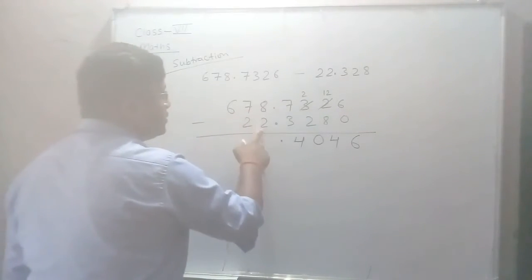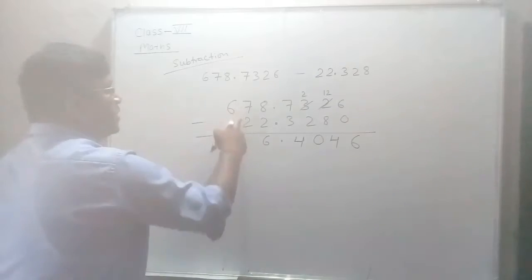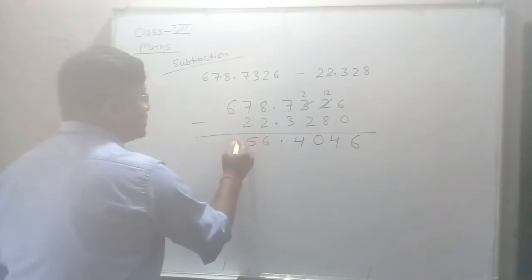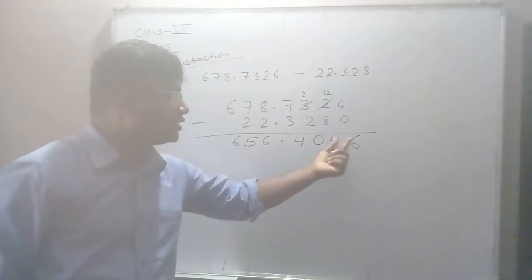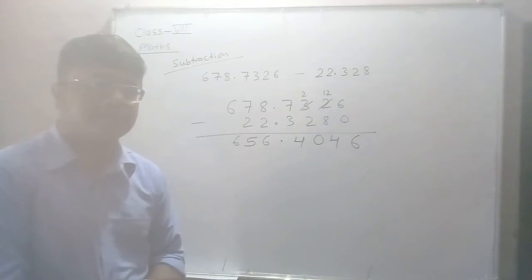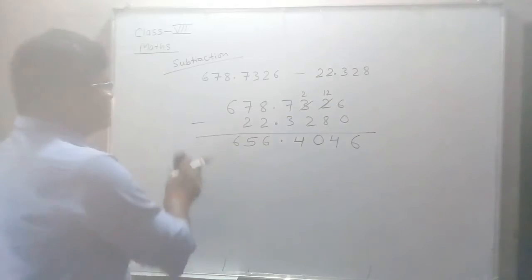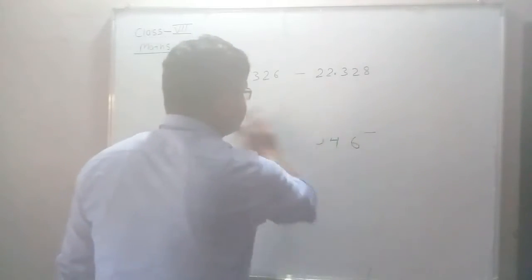Okay, 8 minus 2 is 6. 7 minus 2 is 5 and 6 as it is. 656.4046. This is your answer. Okay, let's see one more subtraction so that it will be more clear for you.